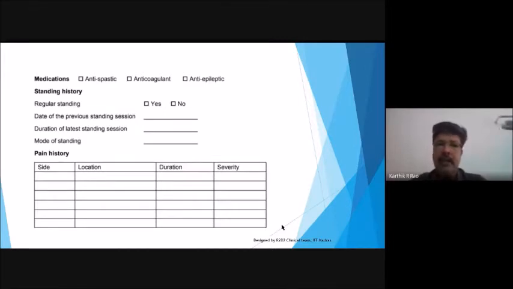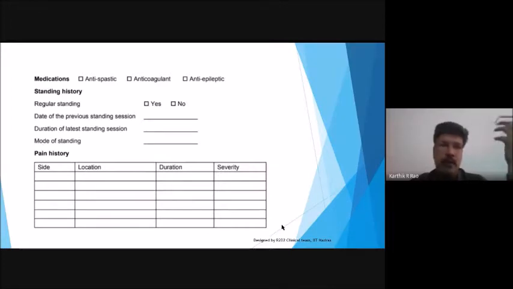And then we get into the standing history of that person. Are they standing regularly? By regularly we mean at least three sessions per week, at least 30 minutes duration of each standing. This is what we mean by regular standing history. We are also collecting the date of a previous standing session, how long the person was standing, and what was the mode of standing.